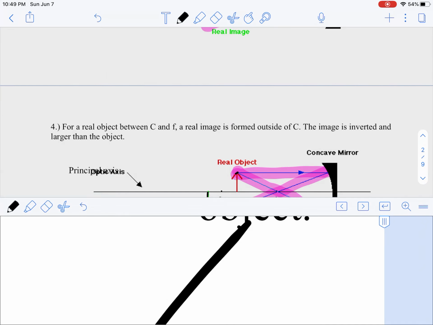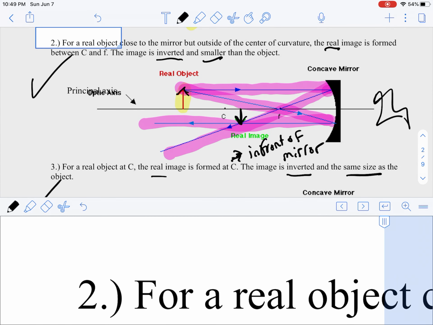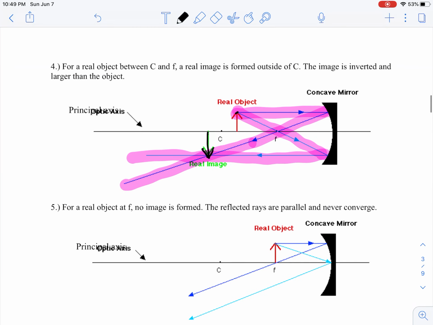Well, we are in front of the mirror. Wow, I didn't mean to do that. Oh my goodness, this happens to me. Oh, there we go. We are in front of the mirror. No, we're not, I'm over here. We're in front of the mirror, and it's real because it's in front of the mirror. It's inverted again, and it's larger. Okay, so again, a real image, inverted, and larger than our original object.